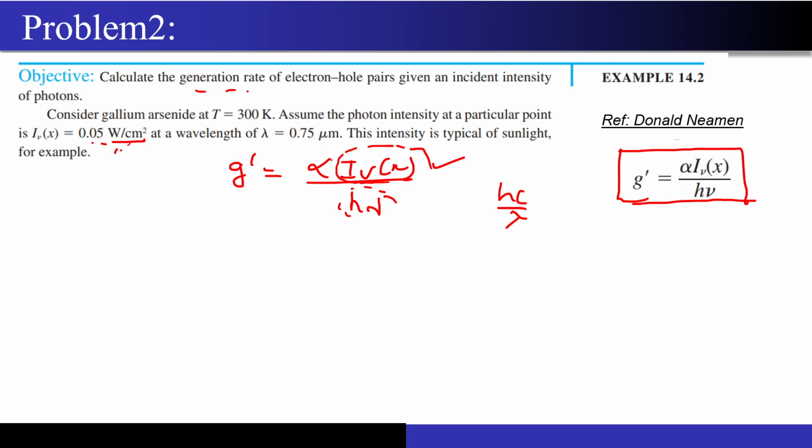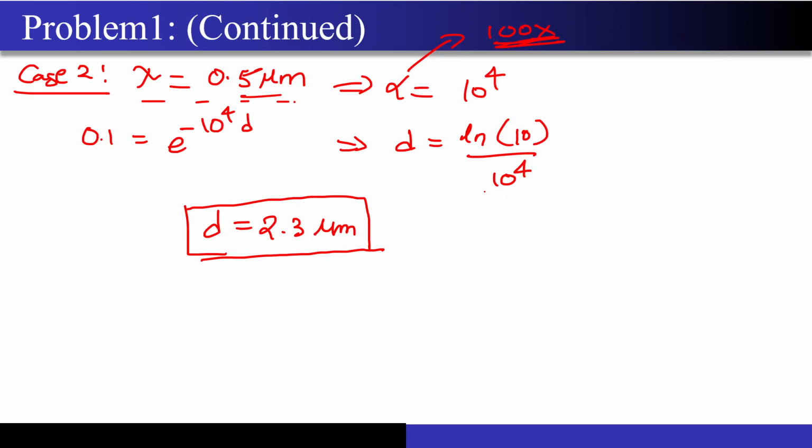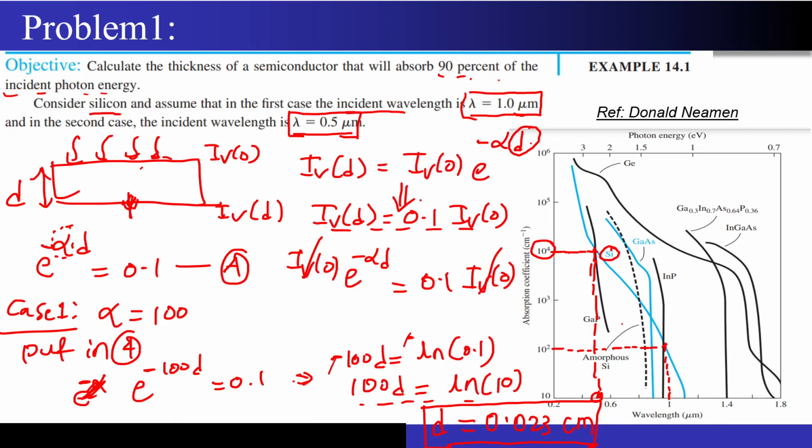See, alpha we don't know, right? We have to look at the gallium arsenide chart and see what the absorption coefficient is for this 0.75 micrometers. So if you look at it in the previous chart itself, if I take the lambda somewhere close to over here, this is where my 0.75 micrometer will lie. And if I project this point upwards, I will get the projection like this. This point is actually just below this 10 to the power 4, right?